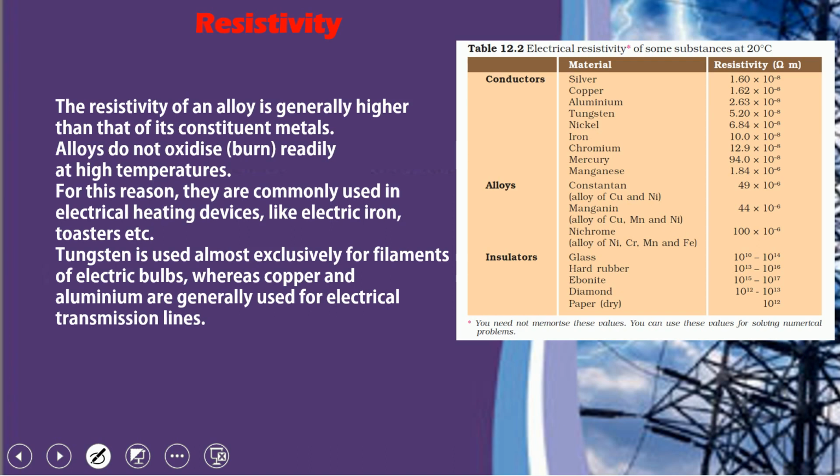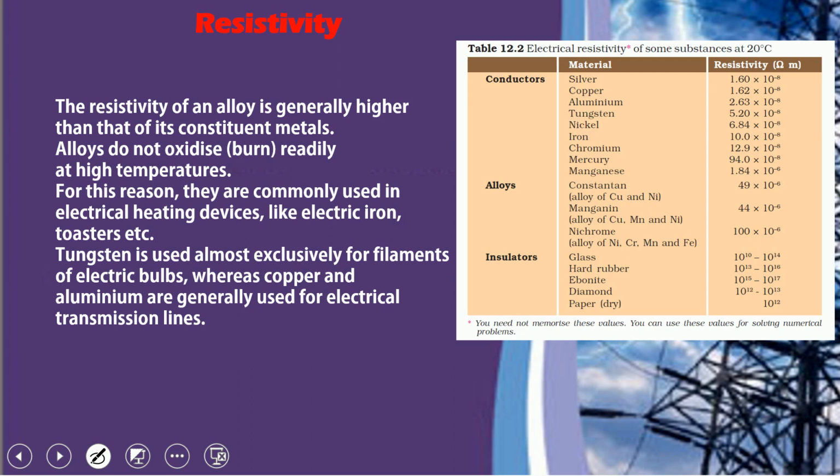Now here you can see silver. The resistivity of silver is 1.60 into 10 raised to minus 8, correct? The resistivity of copper is 1.62, a little more. Silver is a very good conductor here. Now aluminum is 2.63 into 10 raised to minus 8. Mostly we are using copper in the conducting wires, correct? Why? Because it has low resistivity. But silver also can be used.